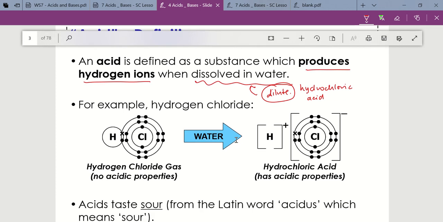Before there is water present, HCl exists as hydrogen chloride, which is a covalent substance. It is in the form of a molecular structure, and it doesn't have any hydrogen ions at all. When it doesn't have any hydrogen ions at all, it does not have any acidic properties.